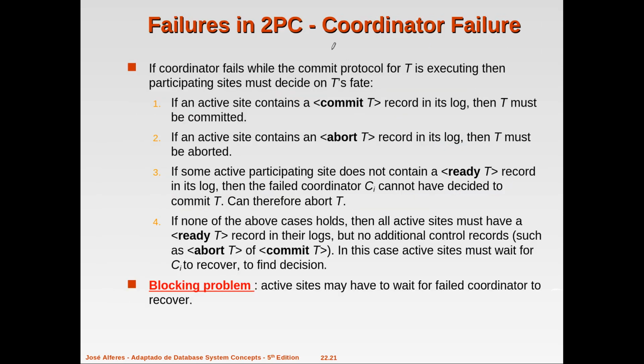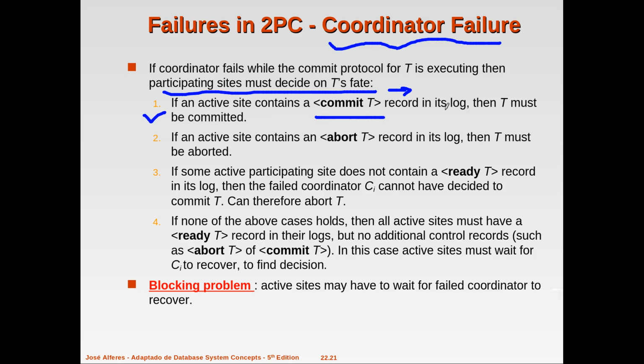Now the second failure is if the coordinator site fails. If the transaction coordinator fails, where the transaction was initiated, and if the coordinator fails while the commit protocol for T is executing, then the decision will be made by the participating sites whether T can be committed or aborted. Now the first point is if an active site contains a commit record, if any of the sites contains a commit record, then it is the assurance that the transaction was committed.